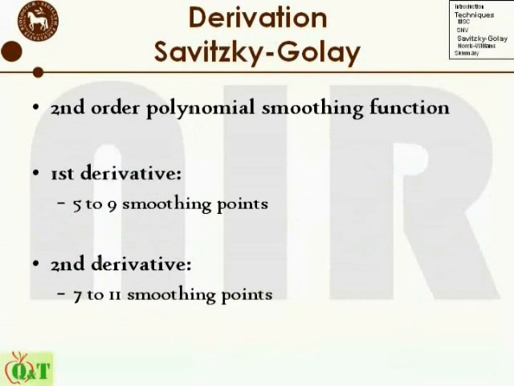To our knowledge, using the second-order polynomial smoothing function both for the estimate of the first and second derivative is sufficient. Using 5 to 7 points in the smoothing for estimation of the first derivative is adequate, while it should be increased to 7 to 11 points for the estimate of the second derivative.